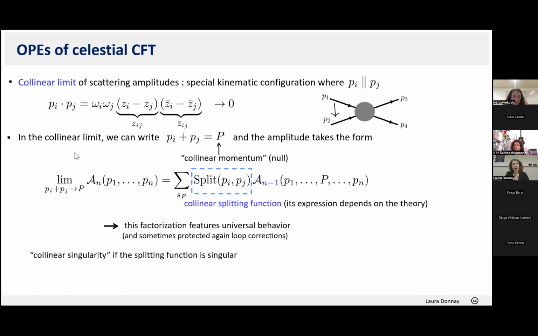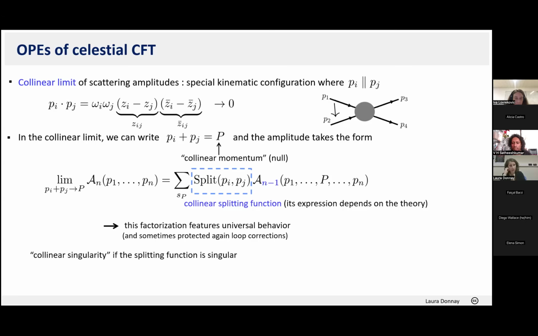However, just know that people have been studying collinear limits of amplitudes a lot, and there are some nice features, some sort of universal features. Universal meaning that it doesn't depend so much on the details, it just depends on the momenta and so on. And somehow this collinear splitting function is protected against loop corrections.